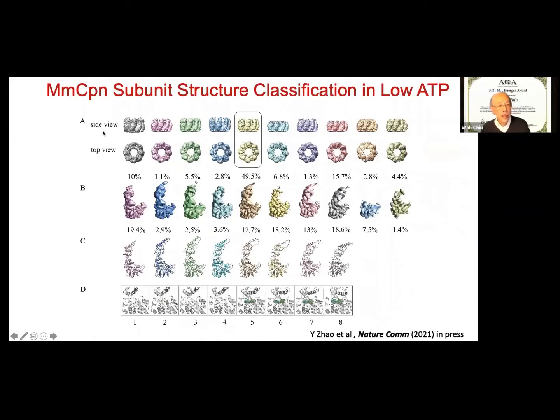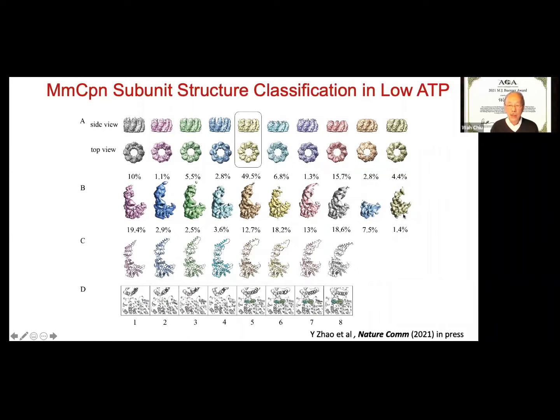The way we did it was to break the 2-ring structure into a single ring and then classify the single ring into multiple classes. These are the side views, these are the top views, and you can see they are not identical. They look very similar, but they're not identical. Almost 50% of them have this conformation, so we use this 50% and classify again. The way we classify this time is to computationally isolate each single subunit out of the identical subunits in each of the rings. So that means that we ask for 10 classes.